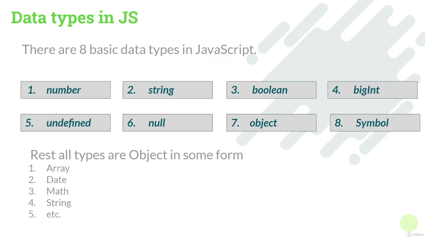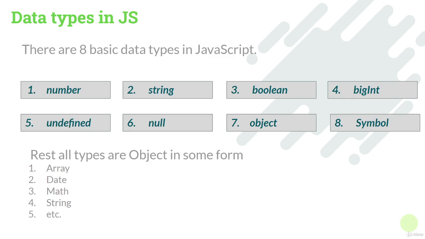And then we have string. A string may have 0 or more characters. There is no separate single character type, and a string is always in single quotes or double quotes. Then we have Boolean. Boolean represents true and false.